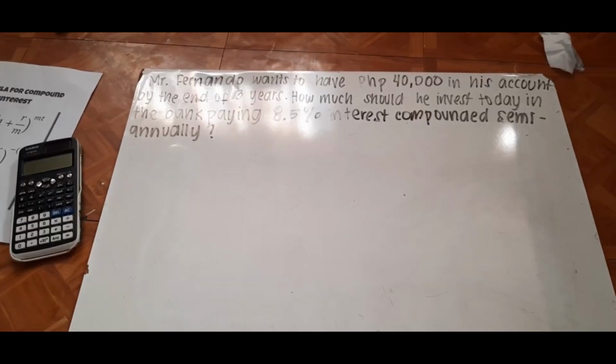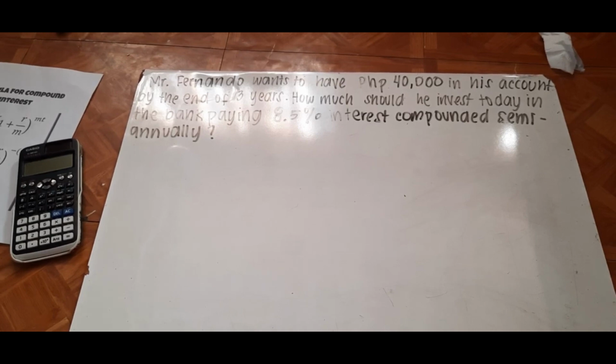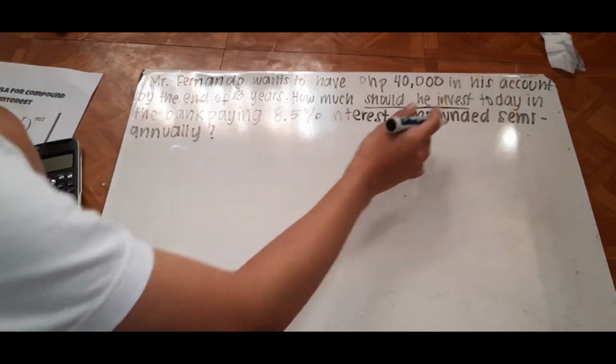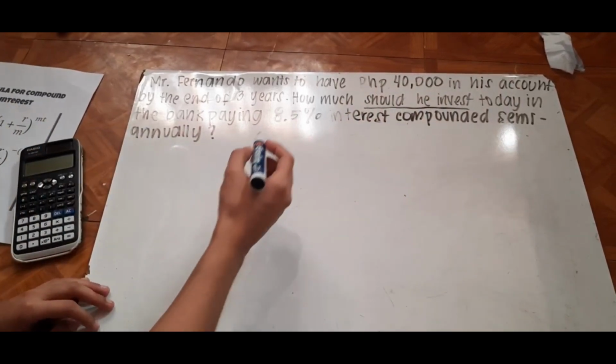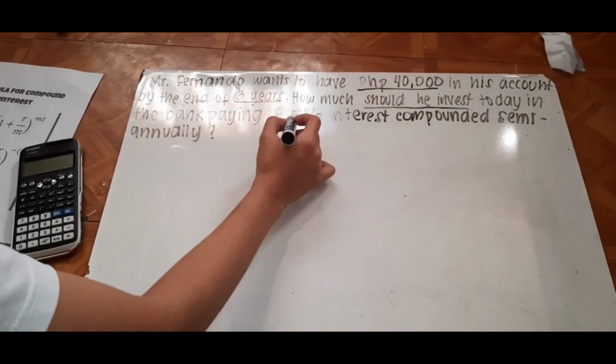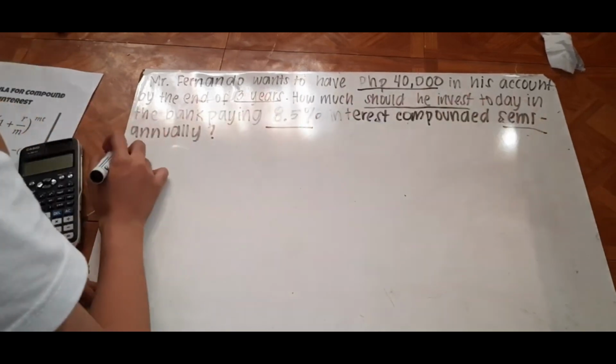Now we have the second question for compound interest. Mr. Fernando wants to have 40,000 pesos in his account by the end of 3 years. How much should he invest today in the bank, paying 8.5% interest compounded semi-annually? So first, let's analyze the problem. We're looking for the principal. Identify all the given. This is the future value. This is the time. This is the rate. And semi-annually is the M.